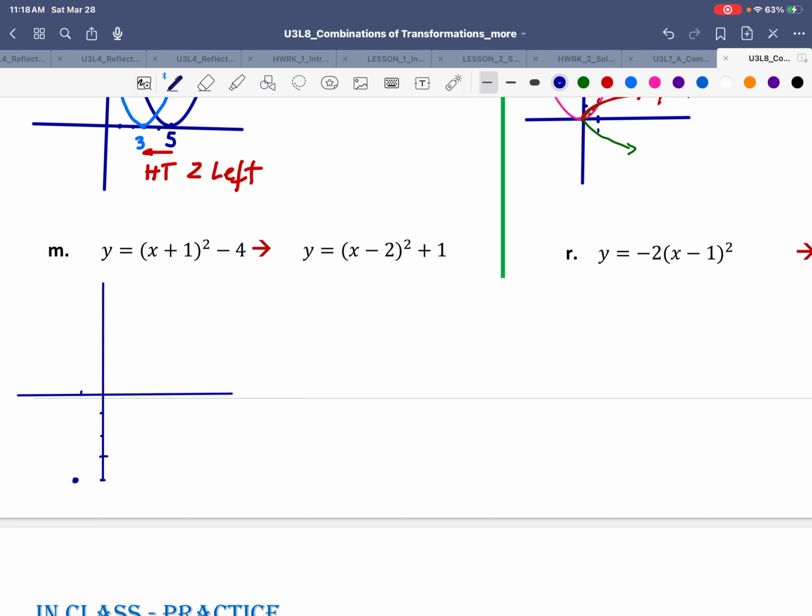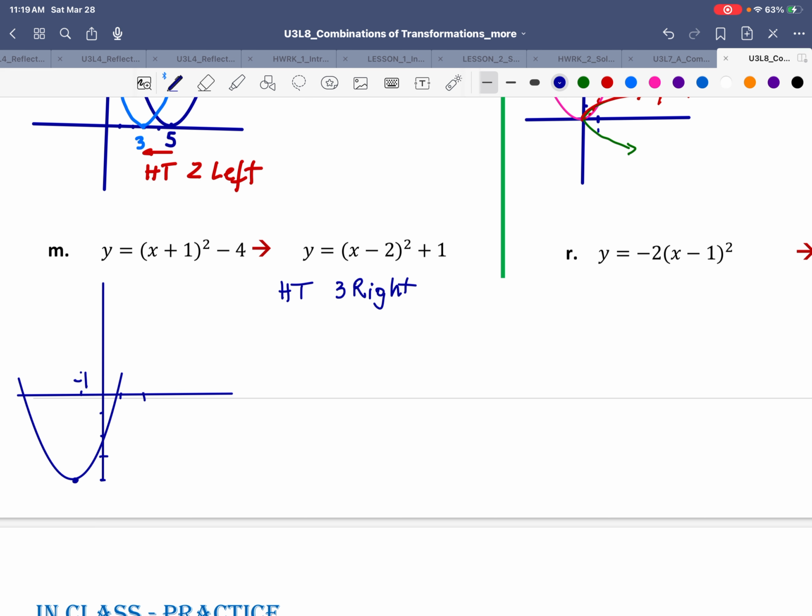Here is the vertex. Here is the parabola that is given. So this is just a sketch, by the way. Okay. And now we have to change this to go to negative 2x minus 2 squared plus 1. So 2 to the right and 1 up. So the vertex that is 1 to the left has to go now 2 to the right. So what that means is that the vertex has to move 1, 2, 3 units in the positive horizontal direction, so 3 to the right.